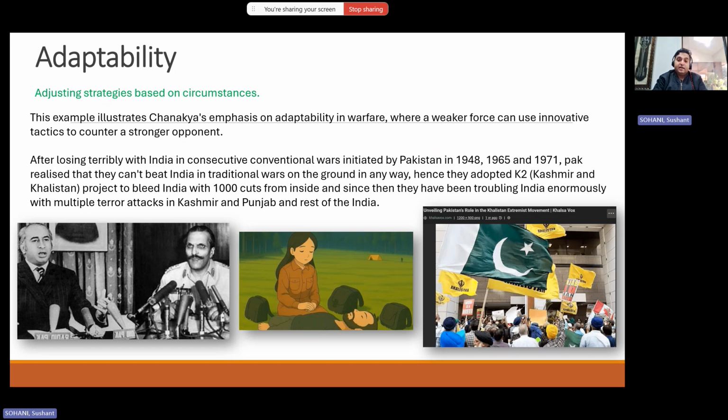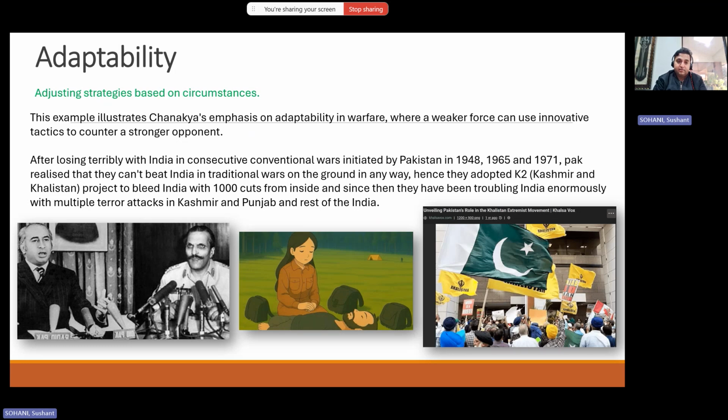Pakistan and India have had multiple military conflicts, starting from the partition, then 1948, 1965, 1971, 1999, and now the recent one. After the first three wars, basically after 1971, when India cut Pakistan into two parts, West Pakistan became Pakistan and East Pakistan became Bangladesh, they finally realized, after losing terribly to India in consecutive conventional wars initiated by Pakistan, that India never initiated, as I said, in 1948, 65, and 71, that they can't beat India in traditional wars on the ground in any way, whether with the Air Force, Navy, or Army. Hence, they adopted the K2 strategy.